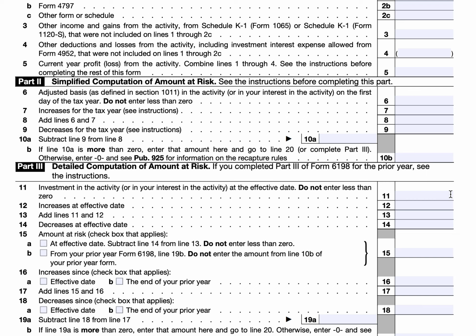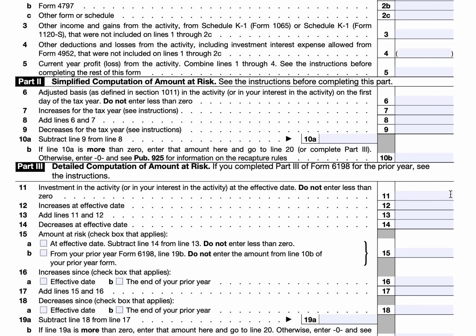So if you're using part 3, you're going to be leaning a little bit more on the form instructions because you need to use this to figure out your at-risk amount. So in line 13, you're going to combine those two lines, the investment in the activity plus any increases. And then on line 14, you'll enter any of the following decreases that may apply to your situation.